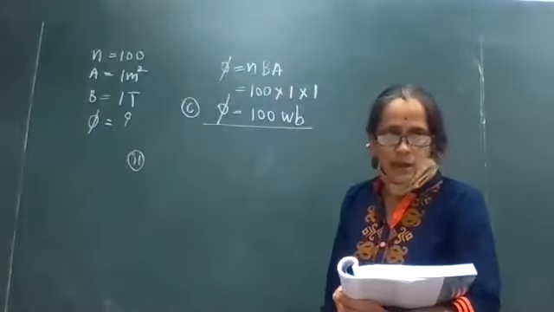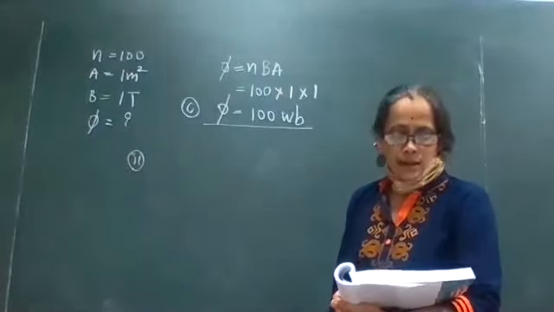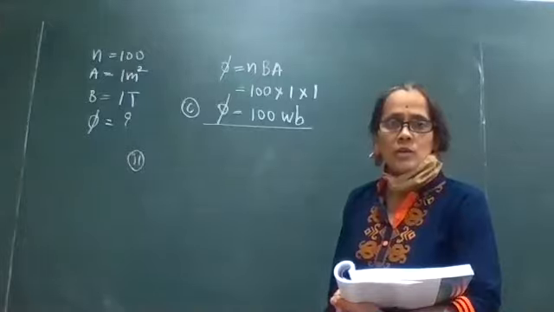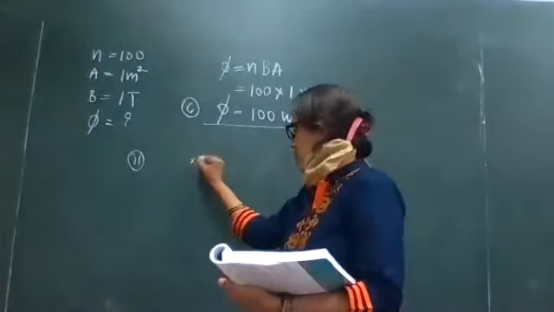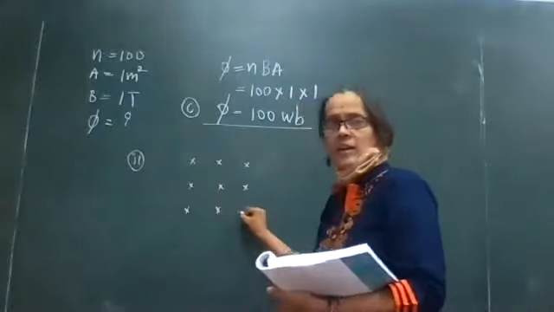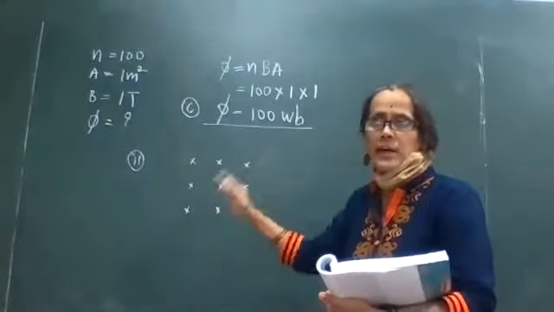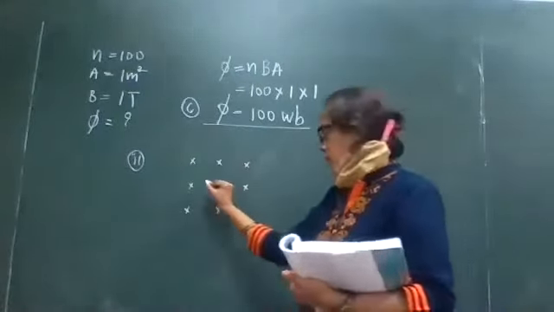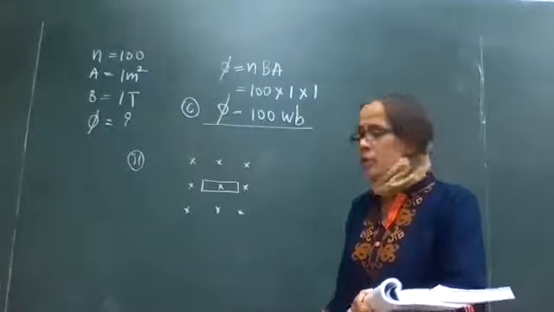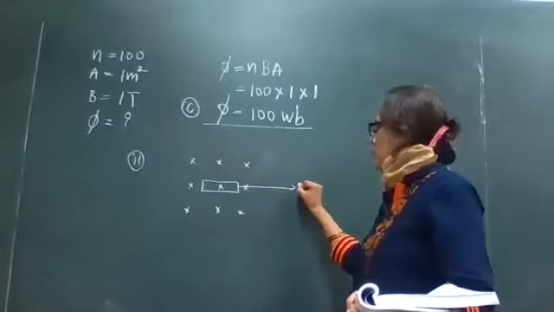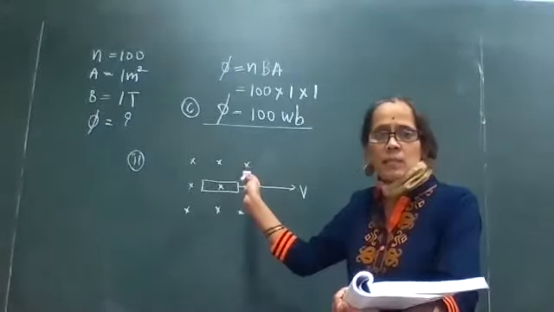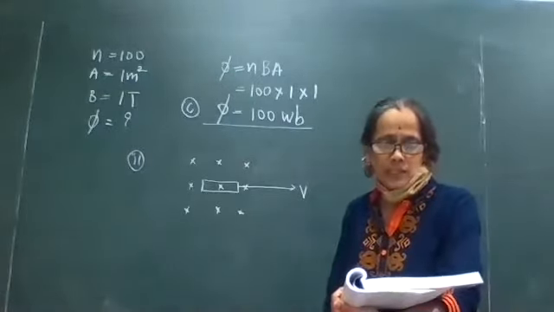Next, in your second MCQ, a conductor rod having length L is moving with velocity v in the direction normal to the uniform magnetic field. This cross mark indicates the presence of a magnetic field which is inside the board, perpendicular to the plane of the board. We keep a rod in the plane of the board and move this rod with velocity v in the horizontal direction, while the magnetic field is perpendicular to the plane of the rod.